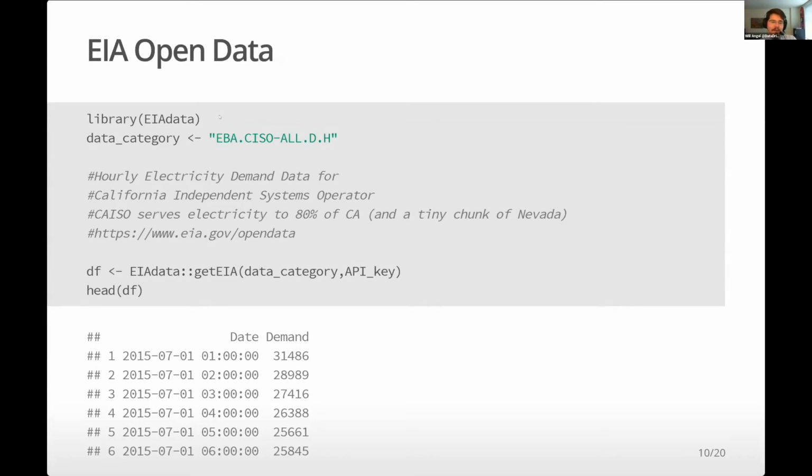And so you can actually go online to EIA.gov and get a free API key and just download this. You can also download it manually. So here we downloaded the data and just looked at the first couple. And in this case, it's an hourly time series of demand in megawatts. So on July 1st at 1 a.m., there was a demand for 31 megawatts in California.